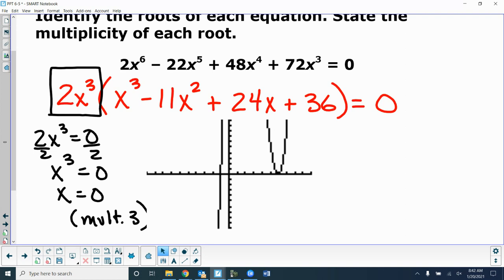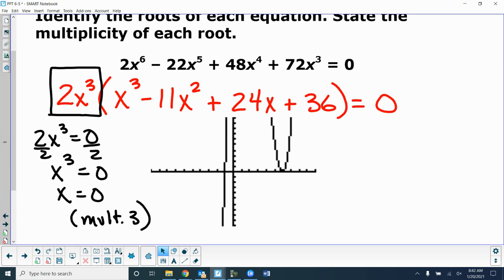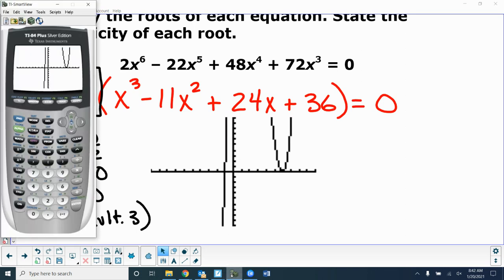It's bouncing, so what am I thinking happened at 6? Multiplicity of 2, even, right? When it bounces, it's even, so it works at least twice, right? All right, let me look at my table to make sure that's a -1 and that's a 6. How do I get the table? Second graph. All right, there's the -1, so that was right. And then, yeah, 6.